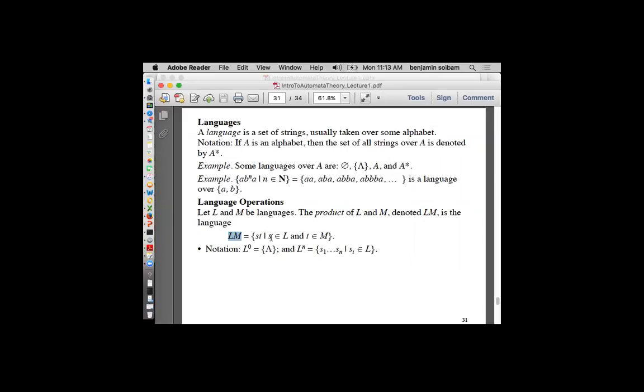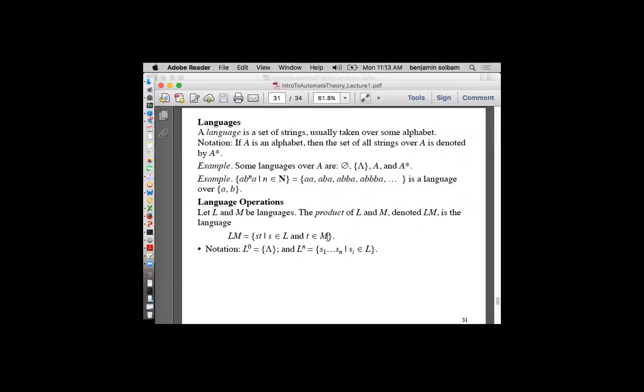Now S will be what? S will belong to L, and T will belong to M. So LM is the product of L and M, but this is also a language. This language consists of all the words such that S comes from L and T comes from M. Remember, S ranges over every word or string in language L, and T ranges over every string or word that belongs to M.